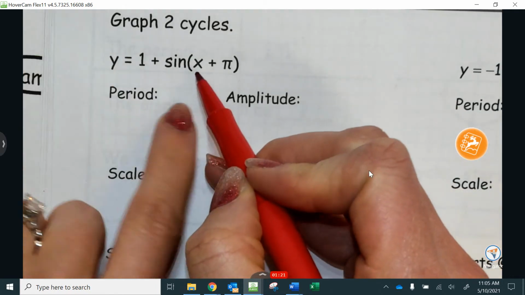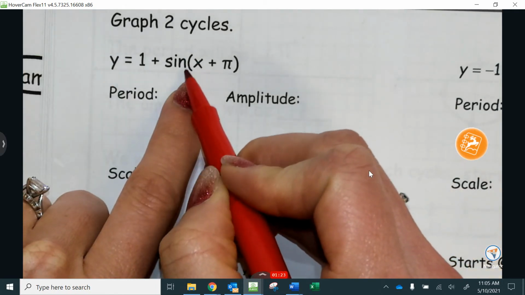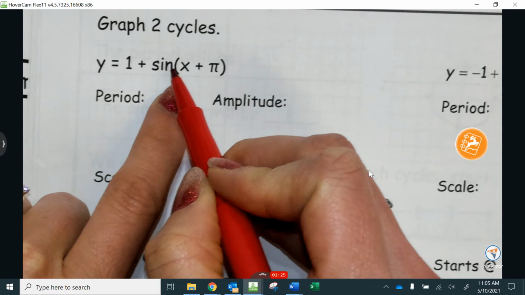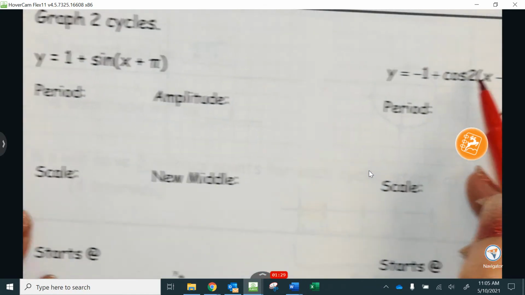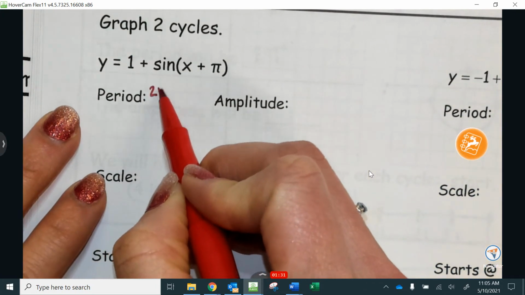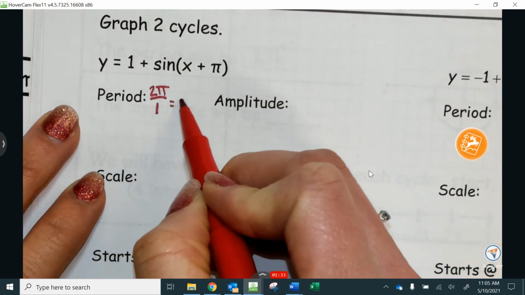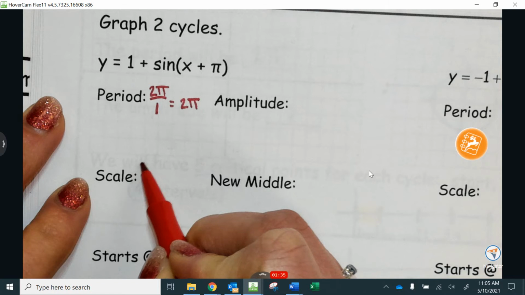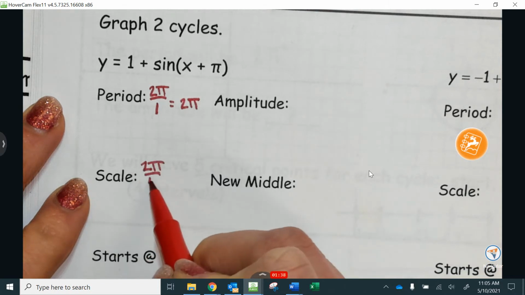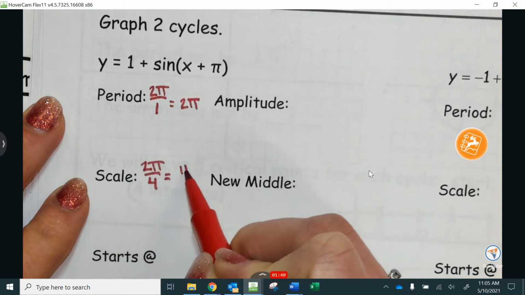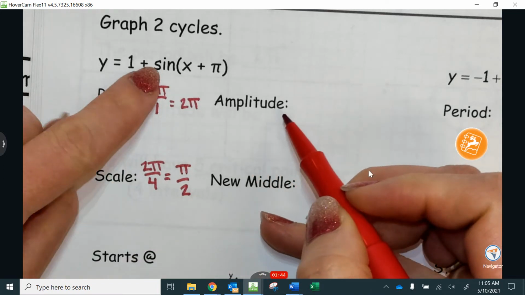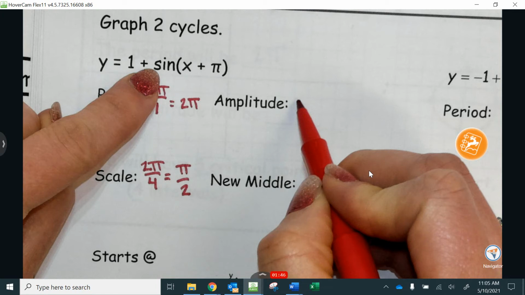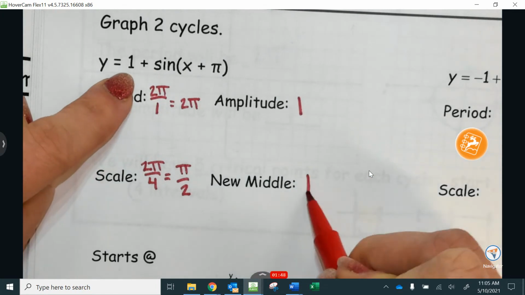So our period, the B is now the number in front of the parentheses. Like this one, the number is 2. That's your B. So this is just going to be 2 pi over 1, which is 2 pi. So my scale divides by 4, so it becomes pi over 2. My amplitude is the number in front of the sine, which is 1, and my new middle is 1.